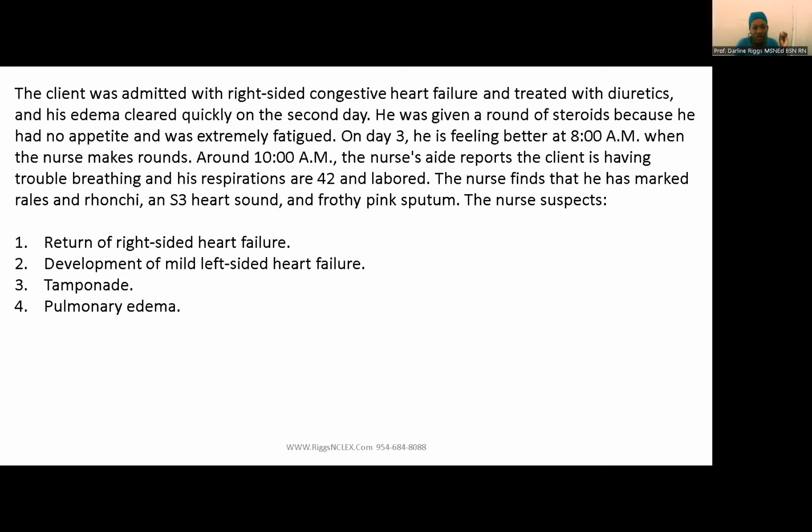So first, they're not returning to right-sided heart failure because these current symptoms at 10 a.m. are not right-sided heart failure symptoms. So get rid of one. Okay. Now, number 2 says mild. These are not signs of mild. You having frothy pink sputum, that's not mild. Get rid of number 2. We talked about tamponade. Those are not signs and symptoms of tamponade.